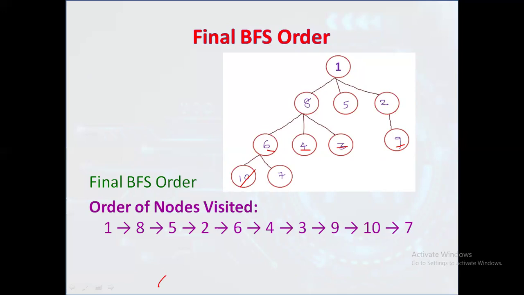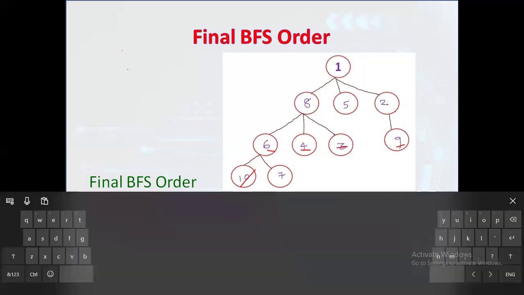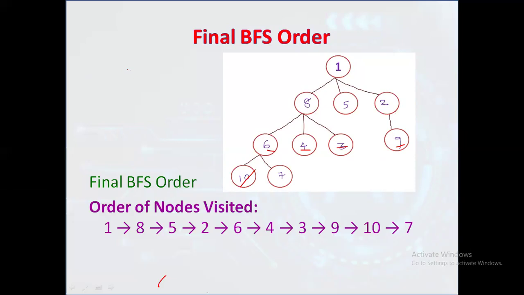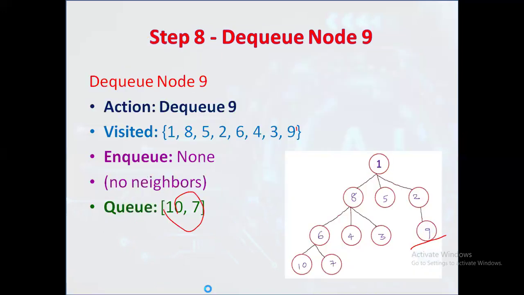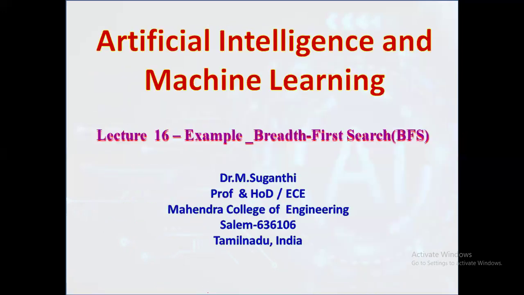So this is the order of the nodes visited. Another way we are calling it is the output sequence, or the order of nodes visited. So this is what the breadth first algorithm is about.